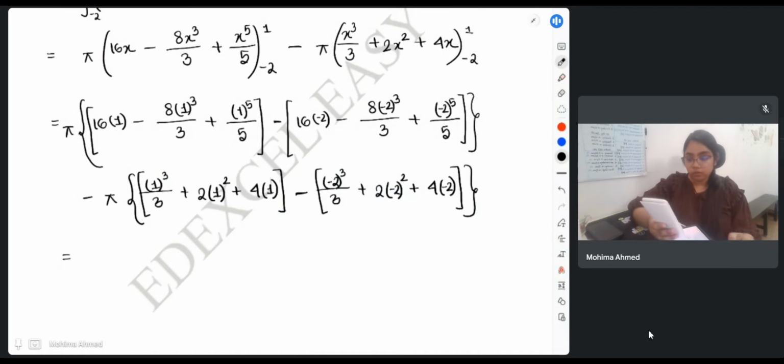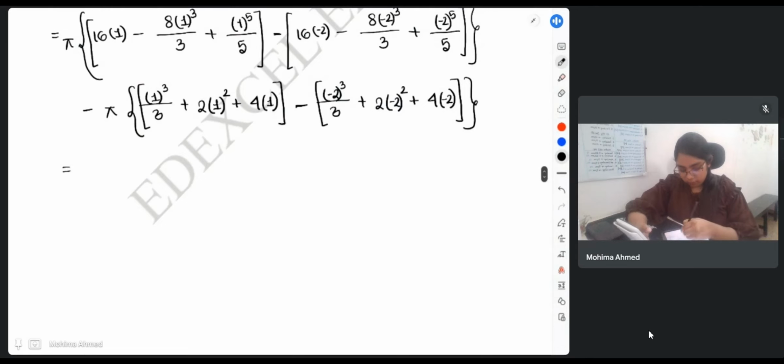Okay, you get 153 by 5, 16 minus 8 by 3 plus 1 by 5, minus 8 times minus 2 power 3 by 3, minus 2 power 5 by 5, and then 16 multiplied with minus 2, right? So you get 153 by 5 pi for the first section.